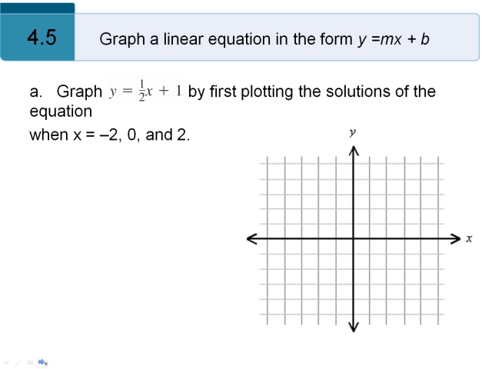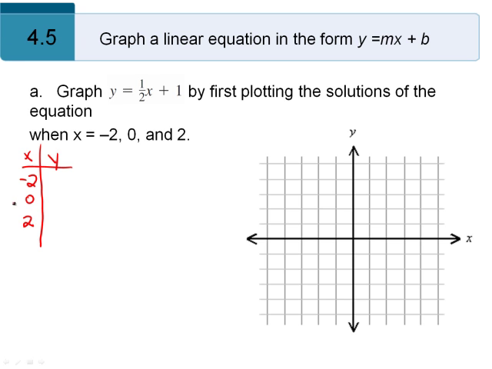All right, so this says graph y equals 1/2 x plus 1 by first plotting the solutions of the equation when x equals negative 2, 0, and 2. So let me say something first about they gave you the values. And on the test, you may not always get the values for x. You may have to guess them or come up with them on your own. So they want us to use negative 2, 0, and 2. And let me show you why they chose those values.